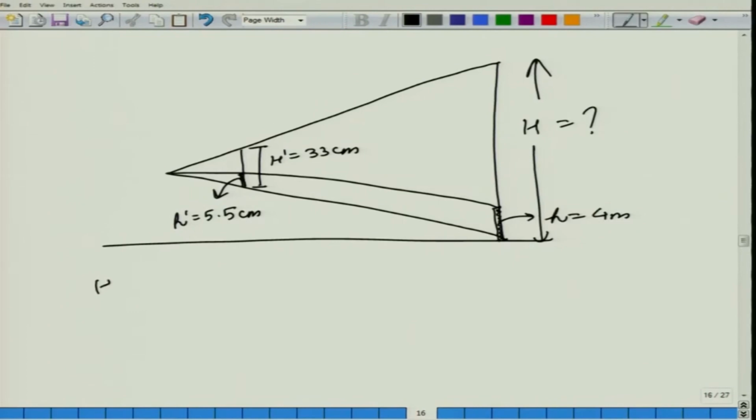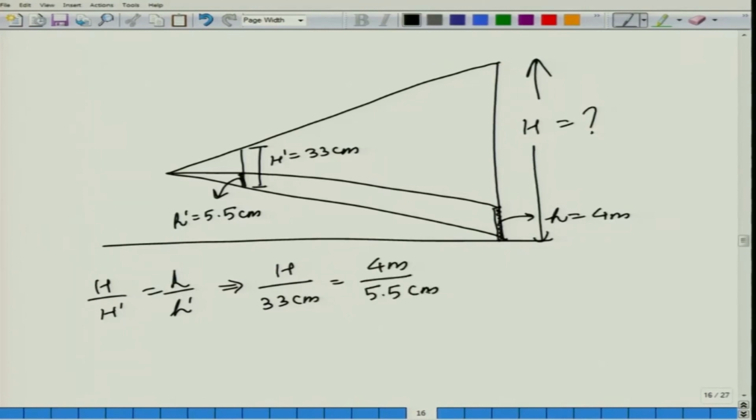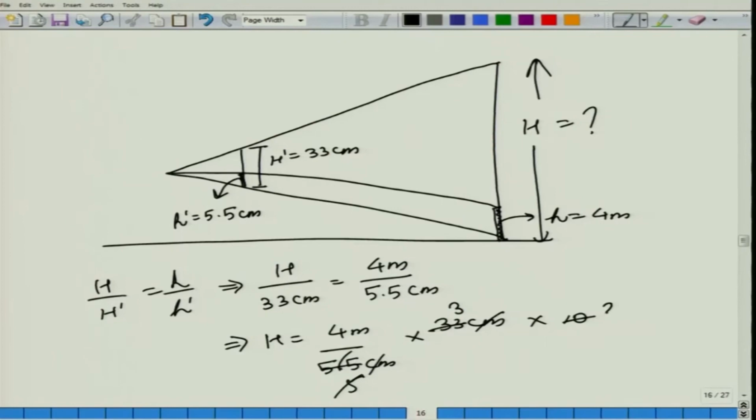So, again using the relation H upon H prime is equal to small h upon small h prime, we get capital H upon H prime, which is 33 centimeters, is equal to small h, that is 4 meters, upon 5.5 centimeters. So, we get H is equal to 4 meters by 5.5 centimeters into 33 centimeters. So 11 3s are 33, 11 5s are 55, 5 2s are 10, 4 3s are 12, 2s are 24 meters. So we can calculate that the height of the tree is 24 meters.